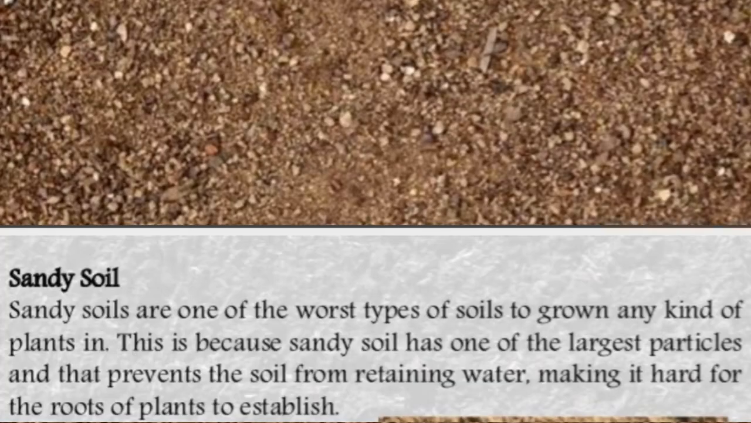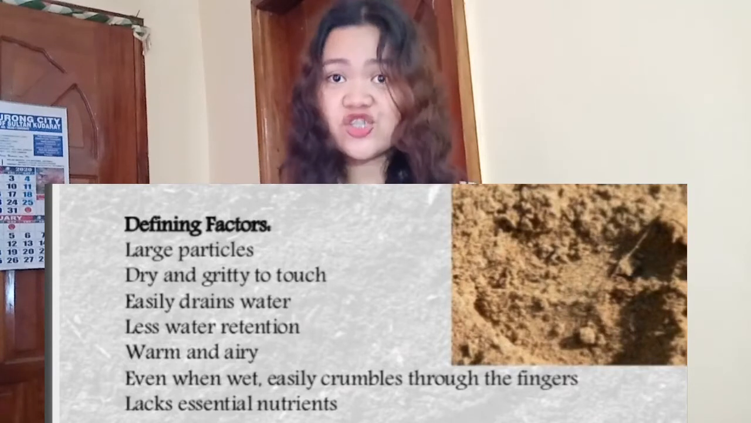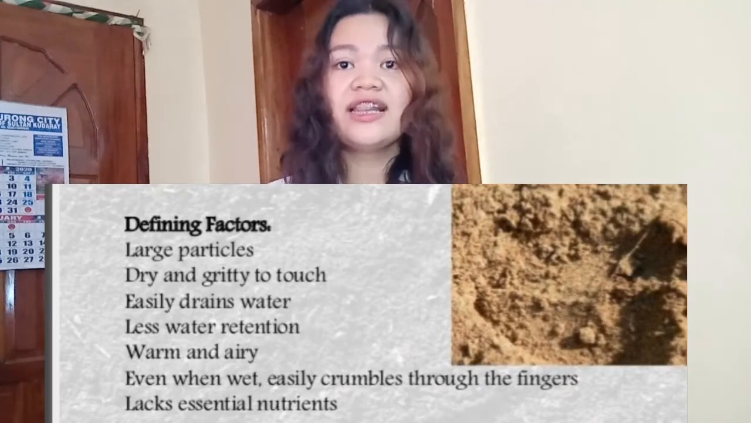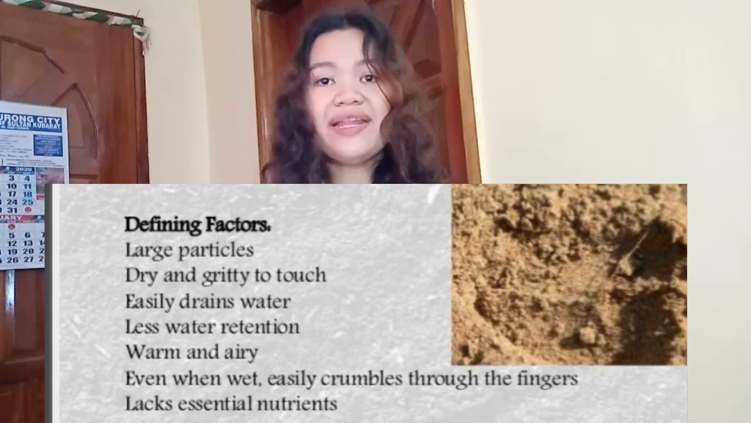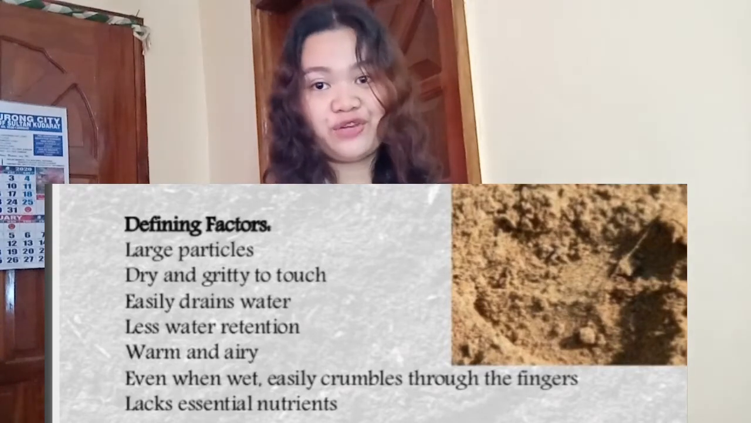The third soil is called sandy soil. Sandy soil is one of the worst types of soil to grow any kind of plants in. This is because sandy soil has one of the largest particles, and that prevents the soil from retaining water, making it hard for the roots of plants to establish. Sandy soil has large particles, dry and gritty to touch, easily drains water, less water retention, warm and airy, even when wet easily crumbles, lacks essential nutrients.